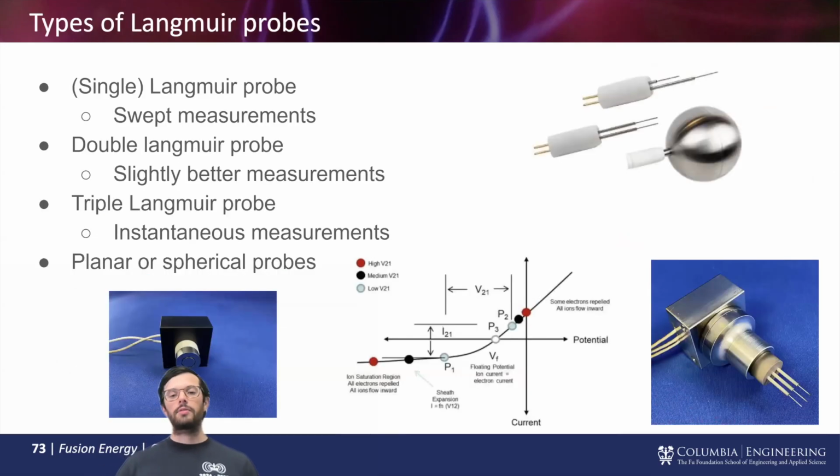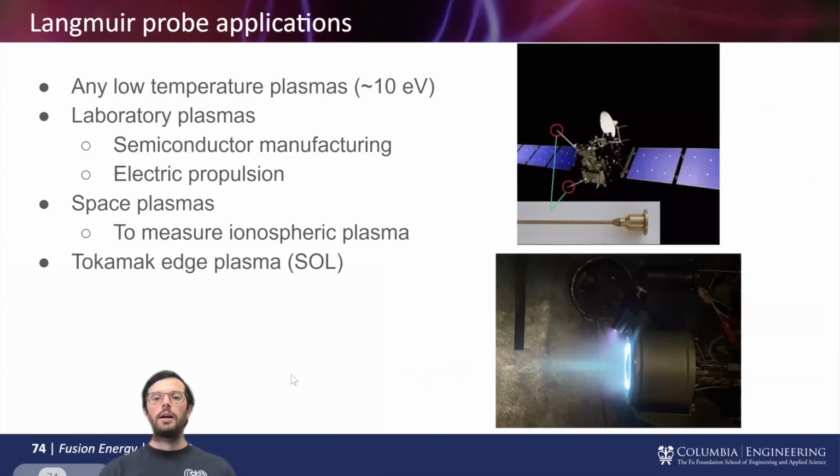These are just some more types of Langmuir probes. These two on the bottom right and left are ones I've built. This is a triple Langmuir probe. You've got three little prongs. This is a big flat disc. There's a bunch of different ways, and you use them for different purposes. These are used quite extensively in low temperature plasmas. So they're used in space.